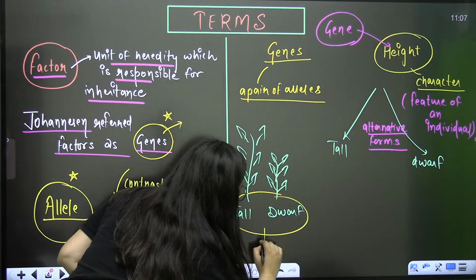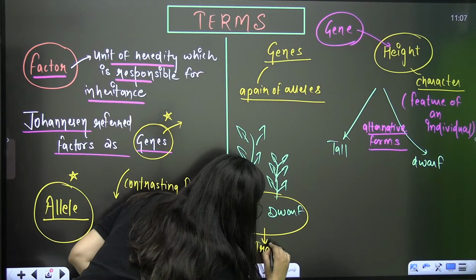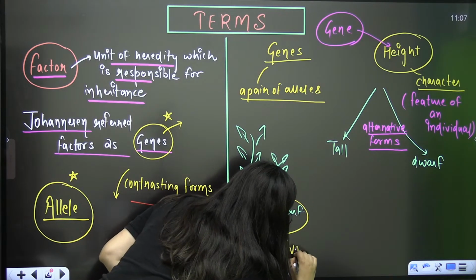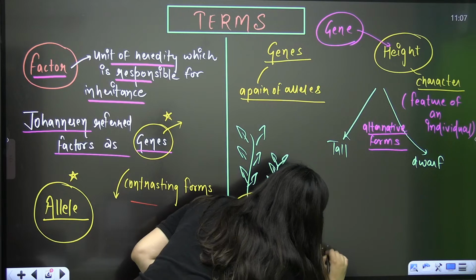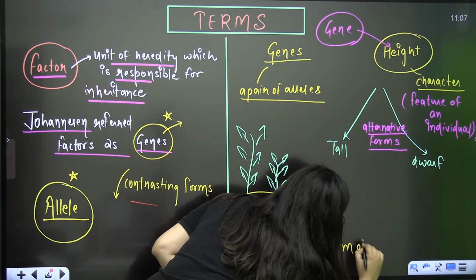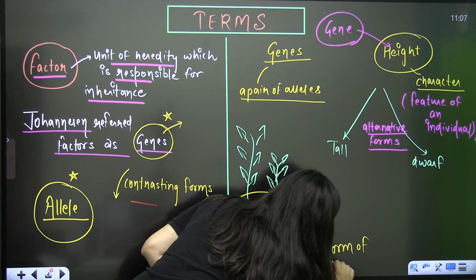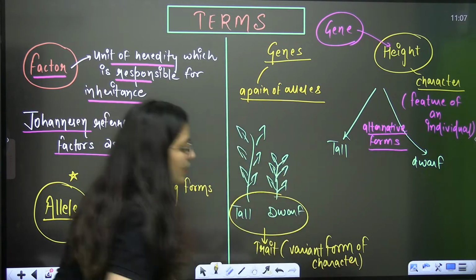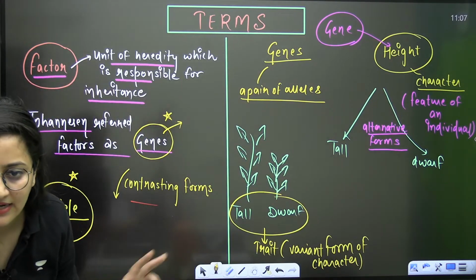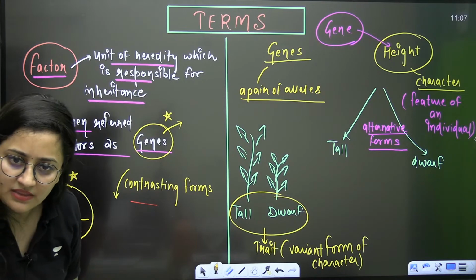So height is a character, and this tallness and dwarfness are traits. So a trait is the variant form of a character. That is what a trait is. Clear, bache? That is what a trait is.